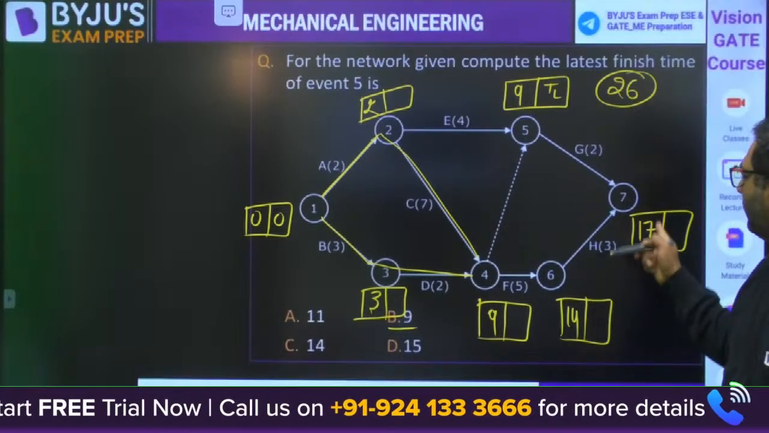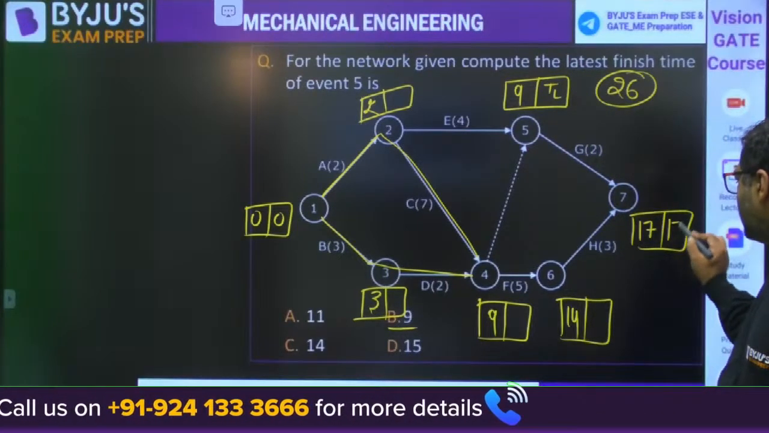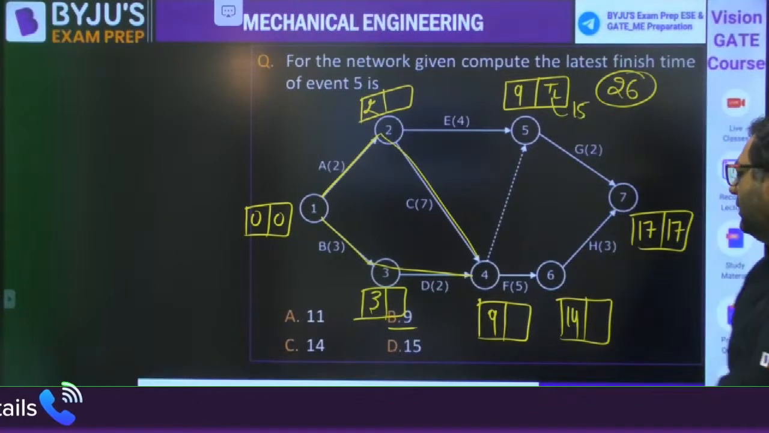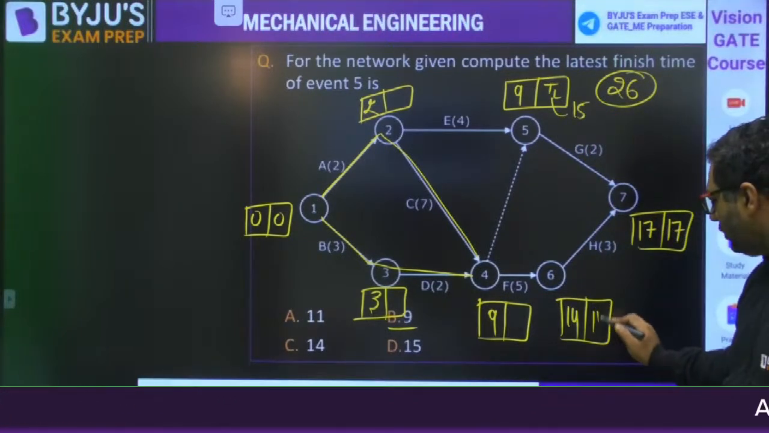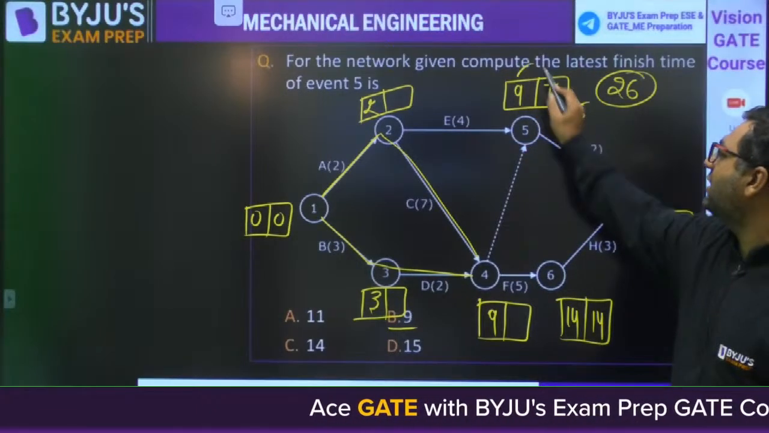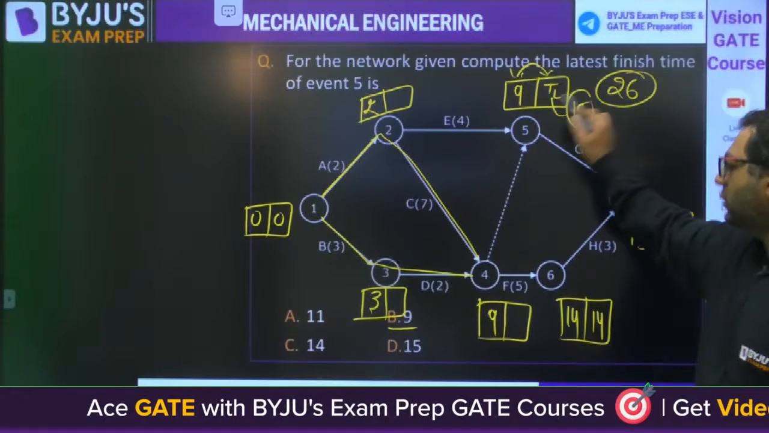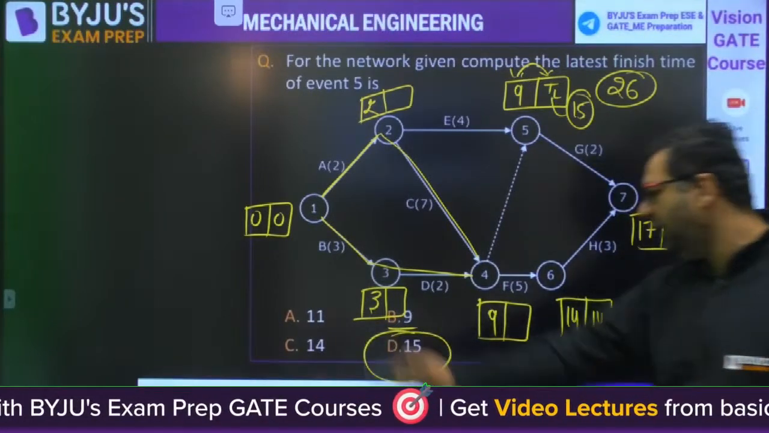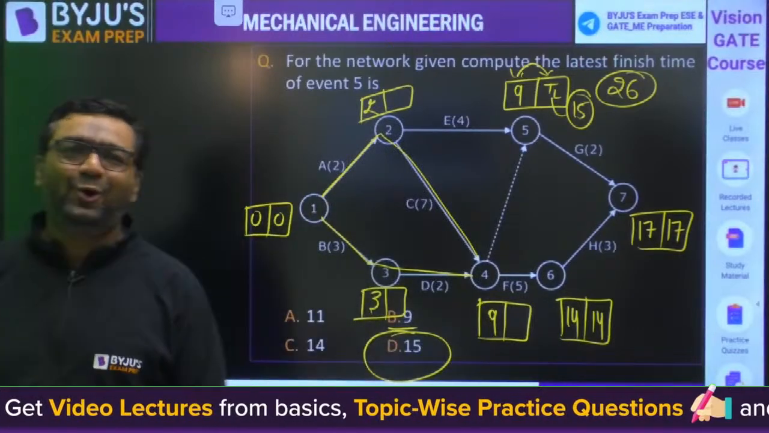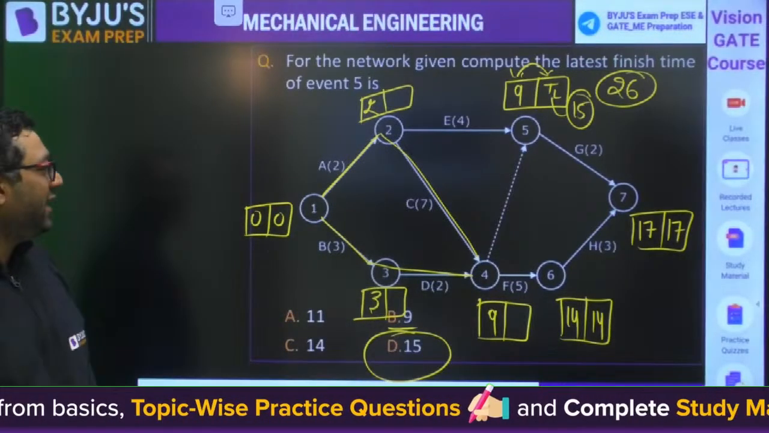When you go backward, we start with 17. 17 minus 2 is 15. Similarly, 17 minus 3 is 14. When the path is non-critical, there we have the float. So the answer for this is going to be D, not B. Got it or not? This is a wonderful question, guys.